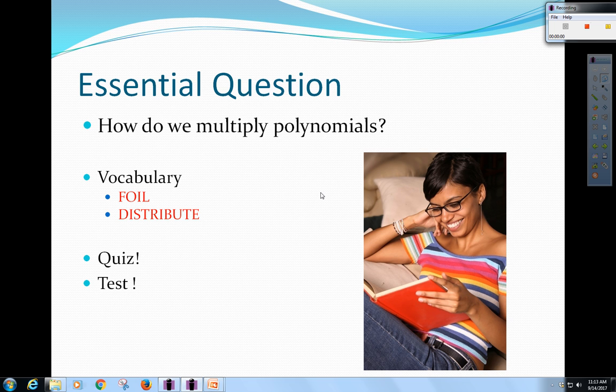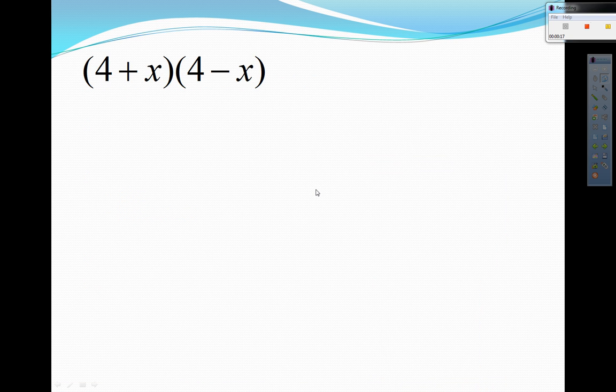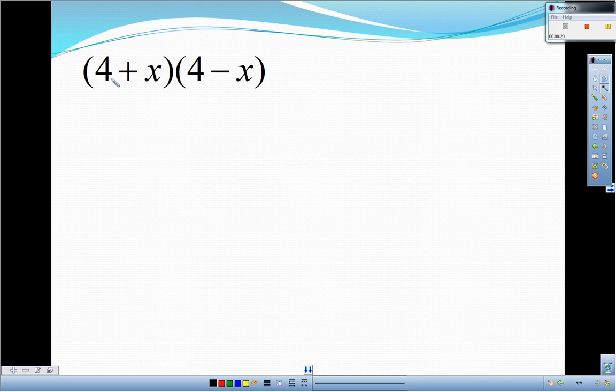Alright guys, your essential question for today is how do we multiply polynomials? Keep in mind we're going to be using the words FOIL and distribute very often. We're going to start off with FOIL first. So let's say that you have a binomial times a binomial. What we're going to do is FOIL or distribute.